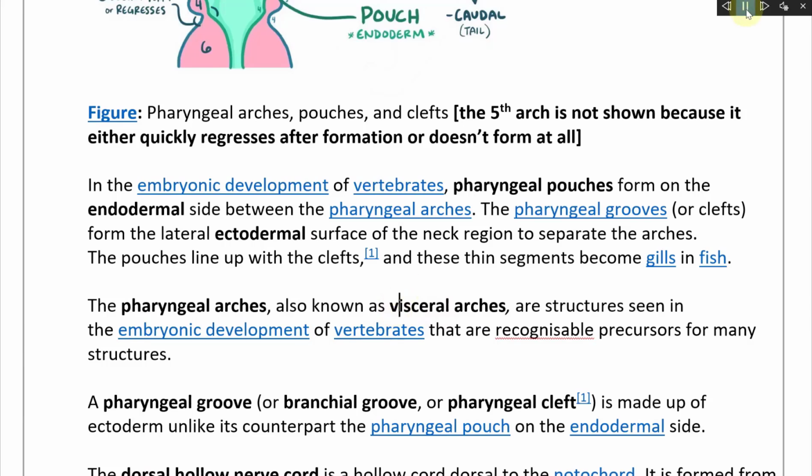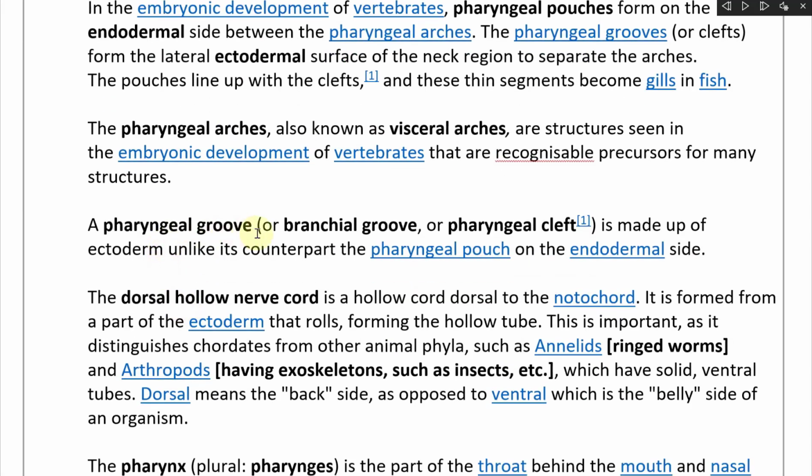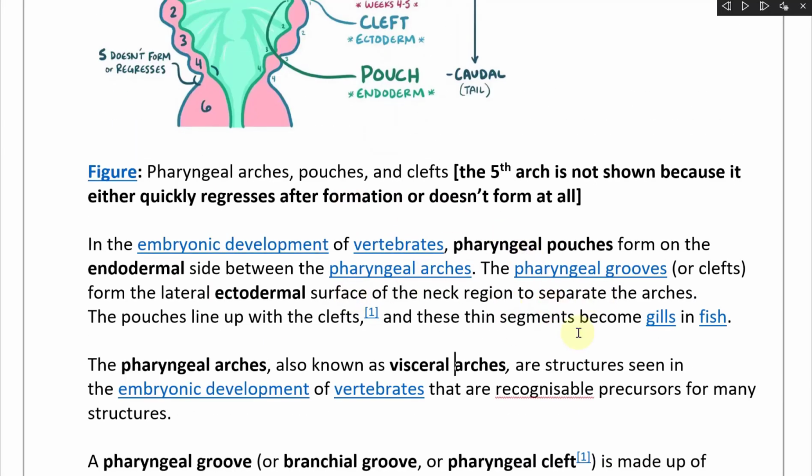See the pronunciation here. Visceral. Yeah, so visceral arches are structures seen in the embryonic development of vertebrates that are recognizable precursors for many structures. The pharyngeal groove, or branchial groove, or pharyngeal cleft, is made up of ectoderm, unlike its counterpart, the pharyngeal pouch on the endodermal side. Yeah, so we already pretty much covered that over here.